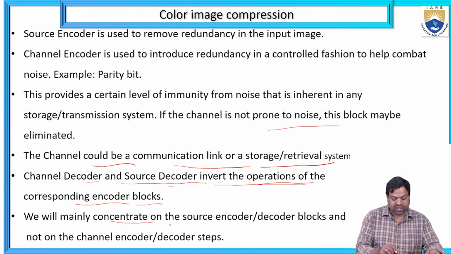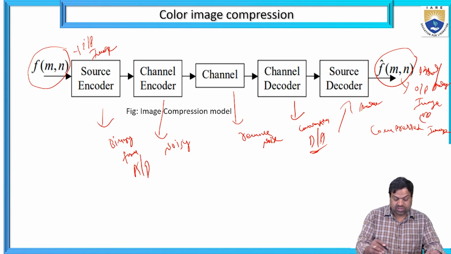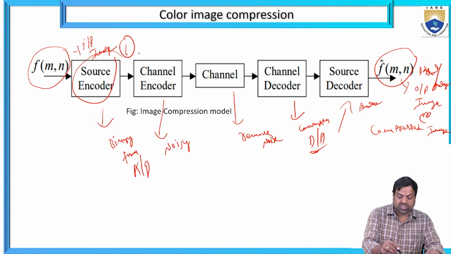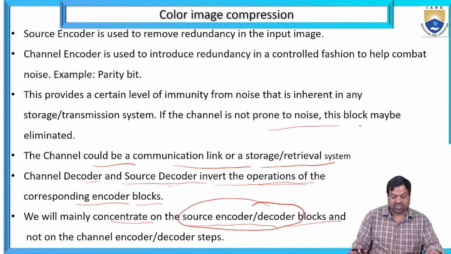We mainly concentrate on the source encoder and decoder blocks, and not the channel encoder and decoder. So source encoder and decoder are very important. The source encoder is the first stage. The source decoder is the last stage. So it is the A to D conversion, and it is the D to A conversion. Okay.